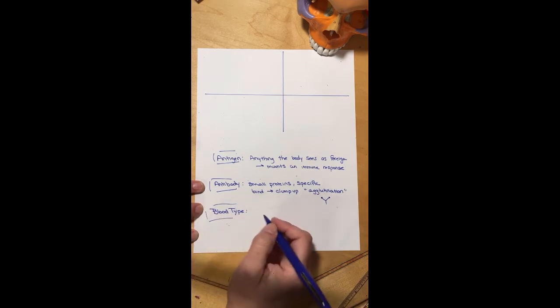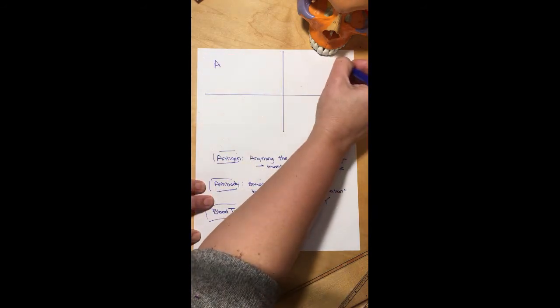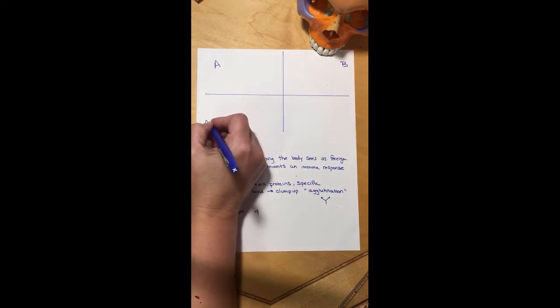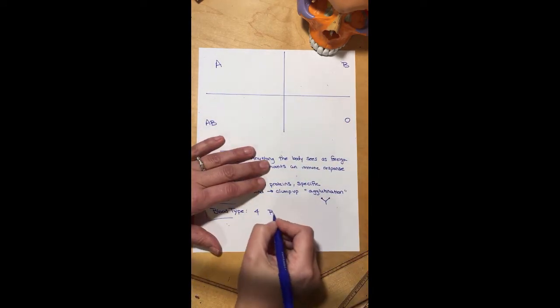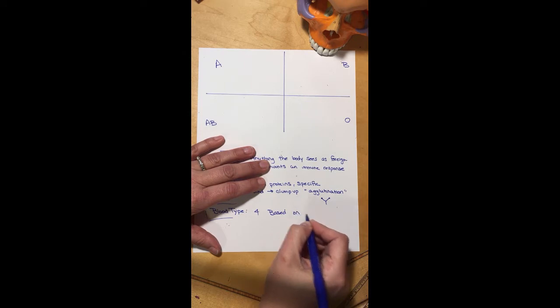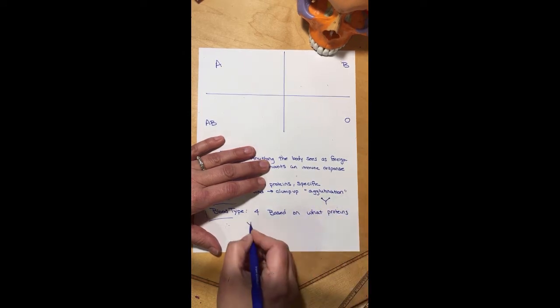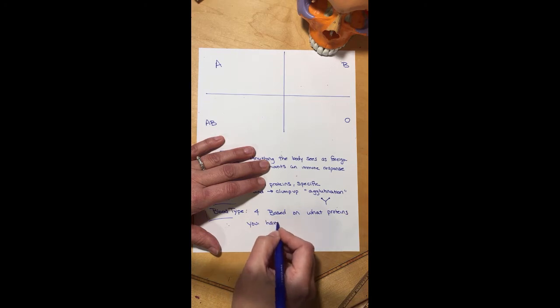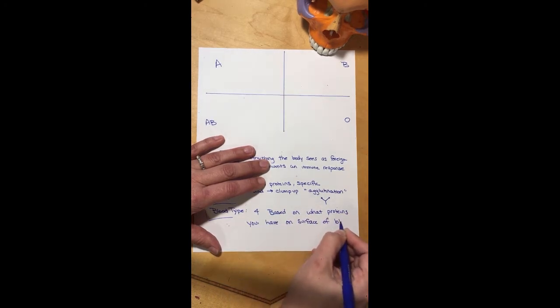The other vocab word that we need to talk about is blood type. There are four main blood types: A, B, AB, and O. And it's based on what proteins you have on the surface of your blood cells.